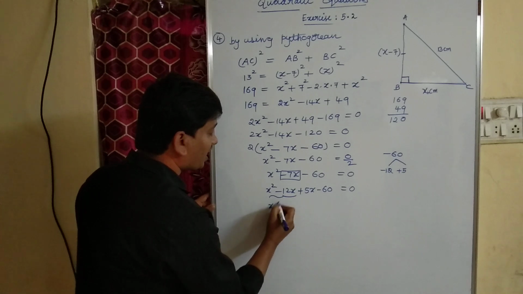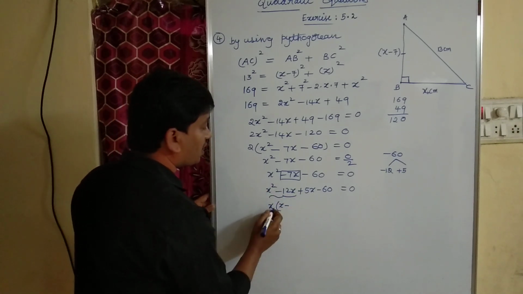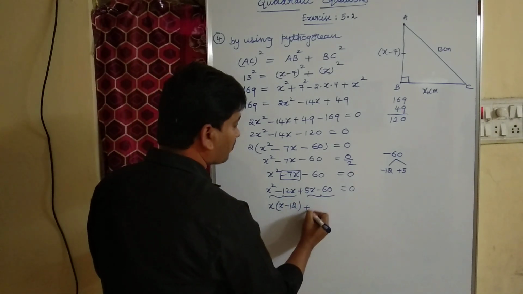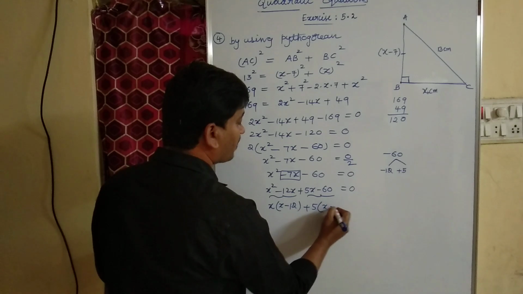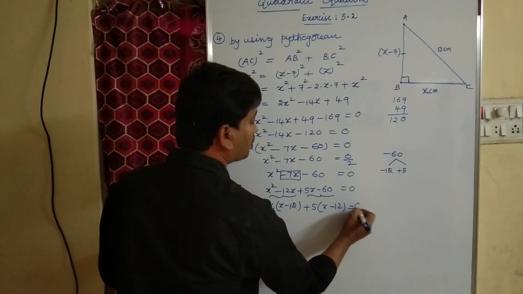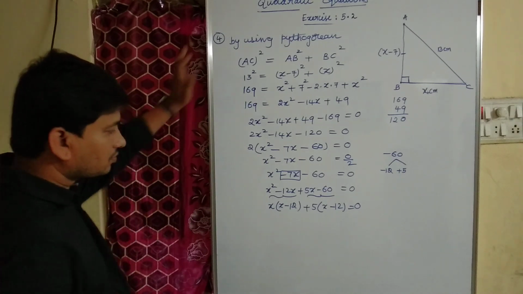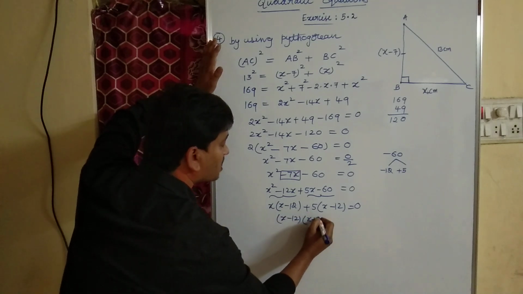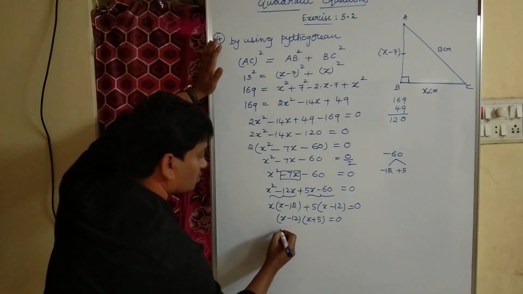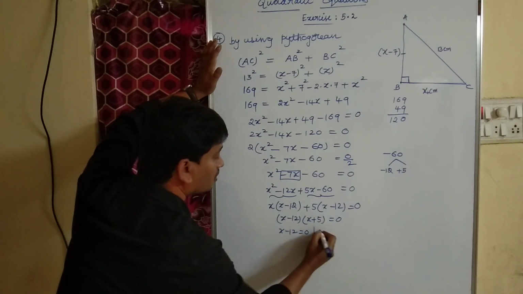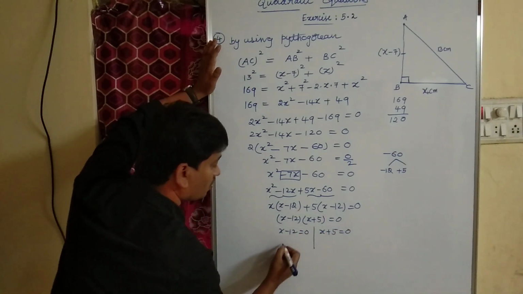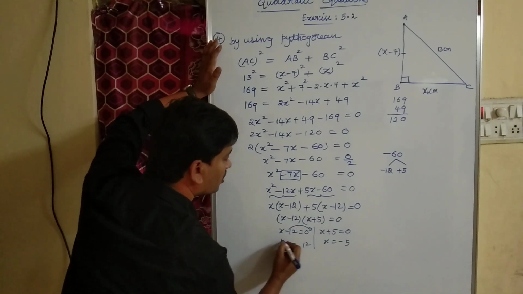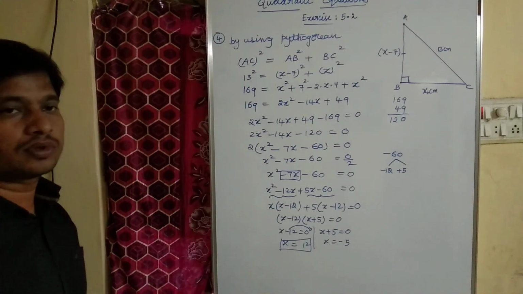From these two terms I can take x as common, x into x, x into 12 is 12x. From these two terms I can take plus 5 as common, 5 into x is 5x, 5 into 12 is 60, which is equal to 0. Now if I take x minus 12 as common, I will get x plus 5 equal to 0. So one is x minus 12 equal to 0 and the second one is x plus 5 equal to 0. So x equal to plus 12, x equal to minus 5. So x equal to plus 12 you consider.